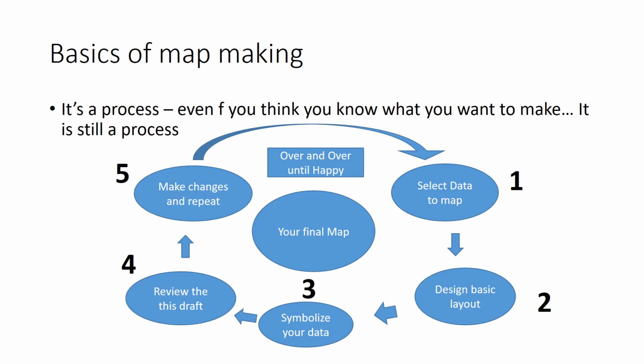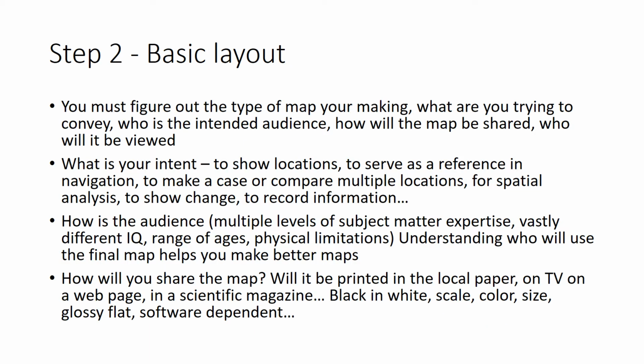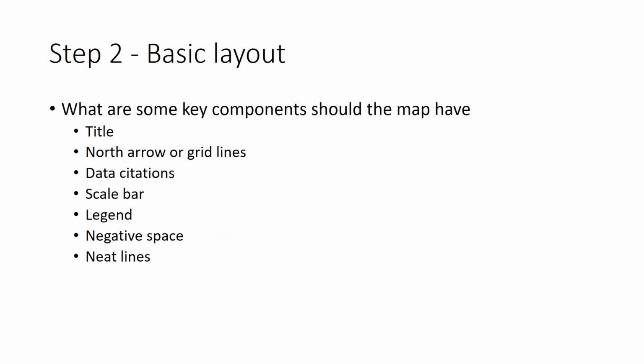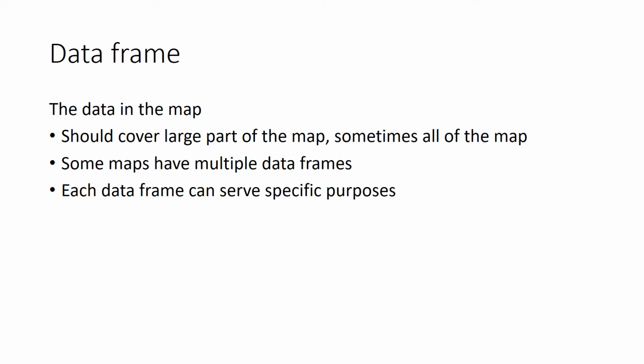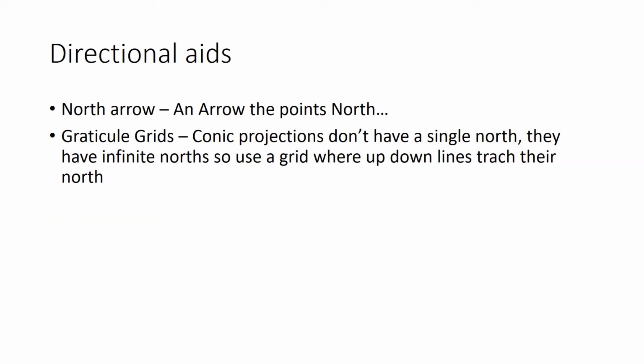This basic process of map making, you need to kind of understand it. I'm not going to be super strict on how many spots you have, but the general process of taking data, creating some kind of a layout, symbolizing it, reviewing it, making changes, and then going around the cycle again and again and again until you end up with your final map. Basic layout, the components that go in a map, you need to know these, as well as the parts. Data frame, legends.